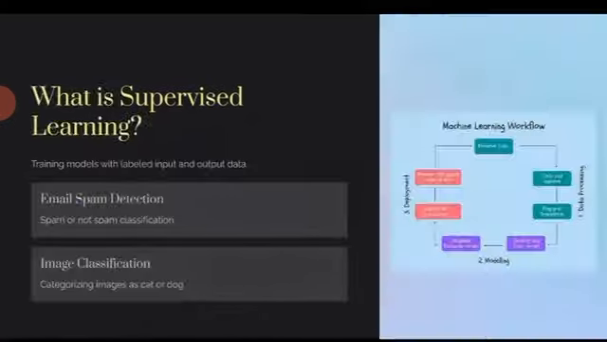So next, what is supervised learning? Supervised learning involves training a model with labeled data. This means that each training example includes both an input and a known output. For instance, in spam detection, the model learns from emails marked as spam or not spam. Similarly, in image classification, it identifies an image of a cat versus a dog based on given labels. This guidance helps the model make accurate predictions. So, this is all about supervised learning.